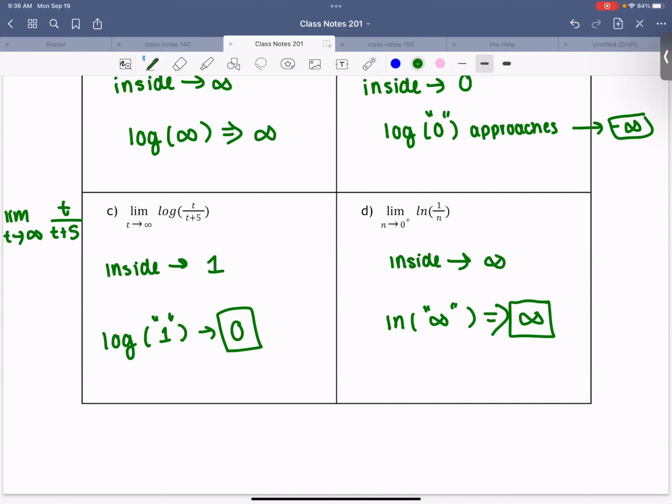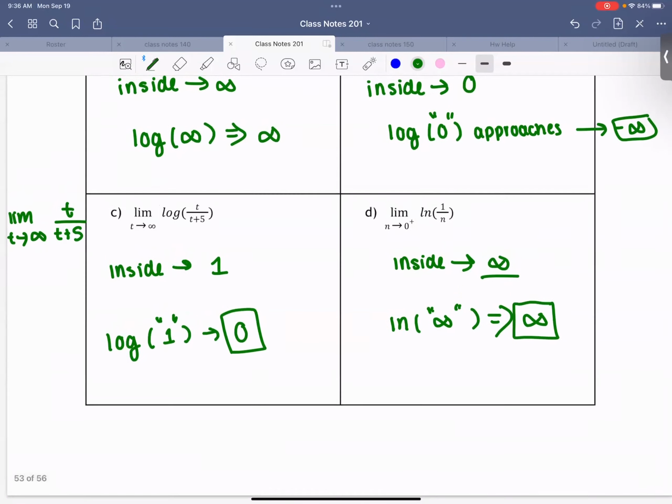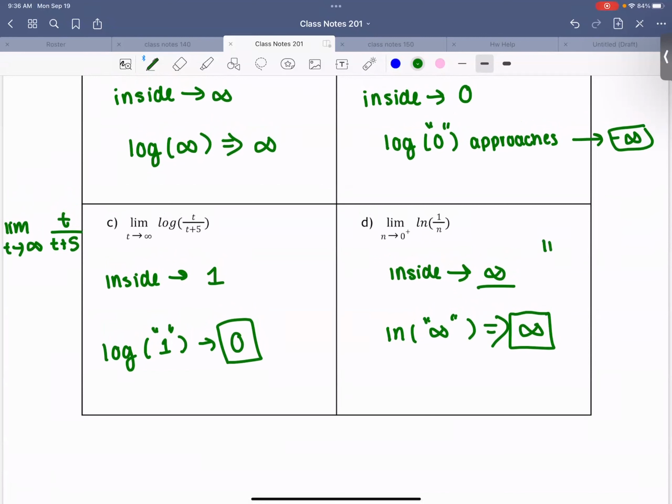Do you see how the inside is going to infinity? The 1 over n? Let's figure out how the 1 over n is going to infinity. When I say the inside, we're basically finding the limit as n approaches 0 from the right of 1 over n, right? The graph of 1 over n looks like this, right? So as we approach 0 from the right, can you see how the y values are getting really, really big? So this is why the inside's going to infinity.